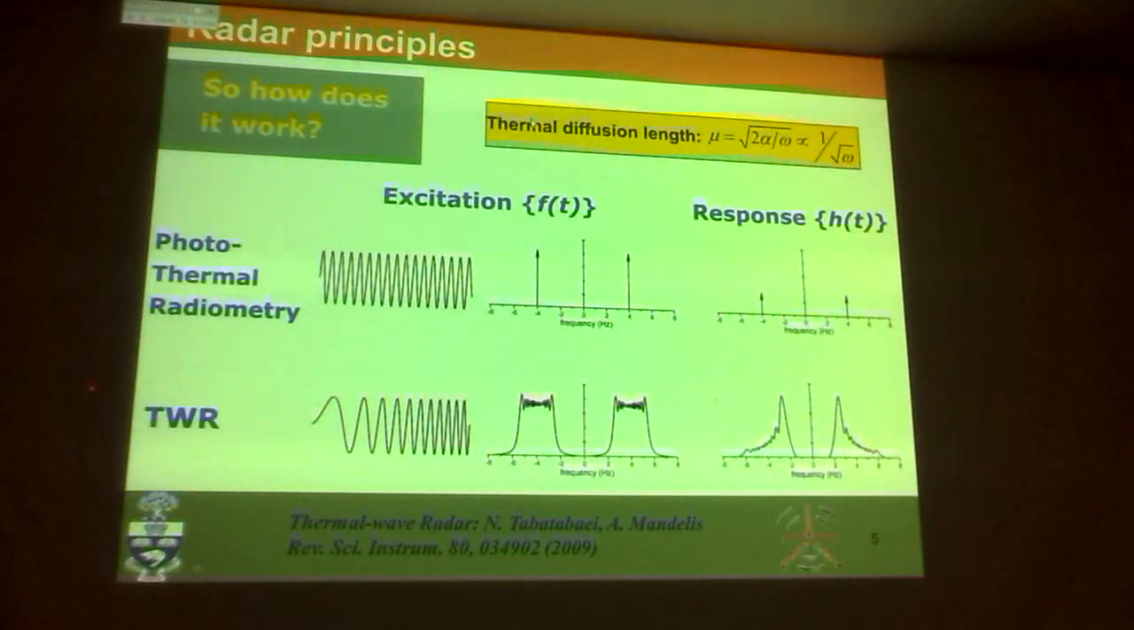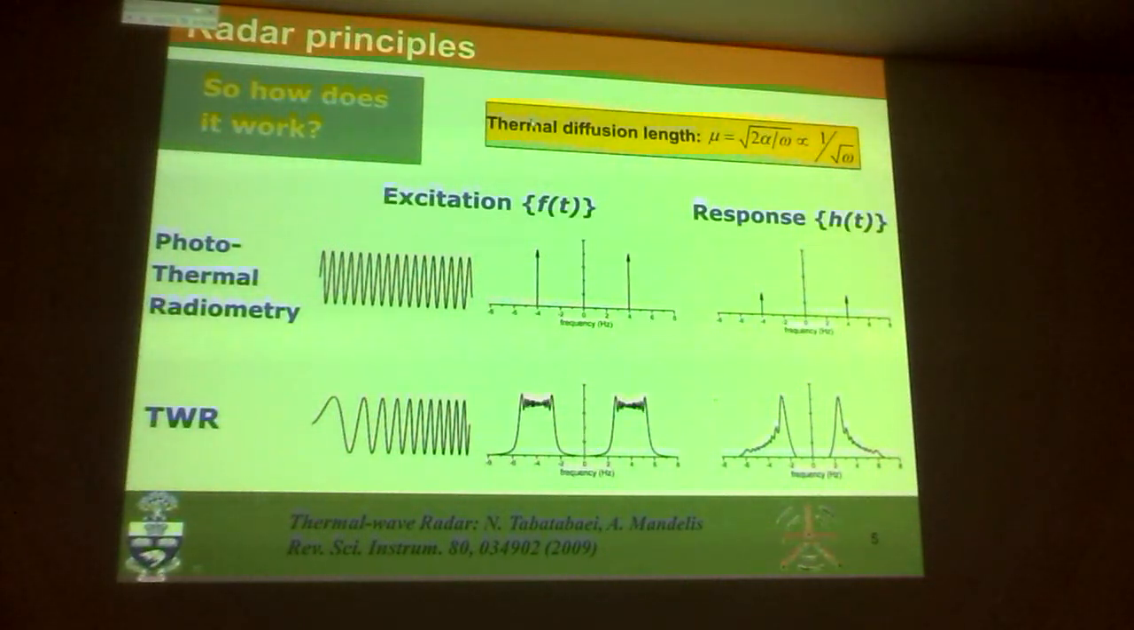But for the thermal wave radar, you put a chirp in there. So this is the input, the Fourier transform of this chirp, and then this is the response of the sample. So you see it's very heavily weighted at low frequencies and very little weighted at the high frequencies. This is the thermal damping effect. It can be considered to be a problem, but it's actually an advantage, because you can do depth profilometry.